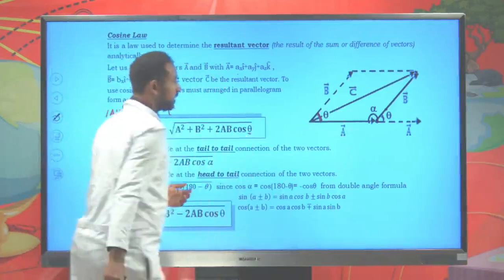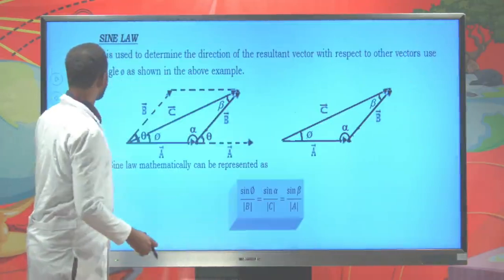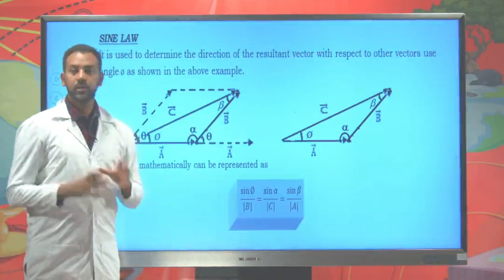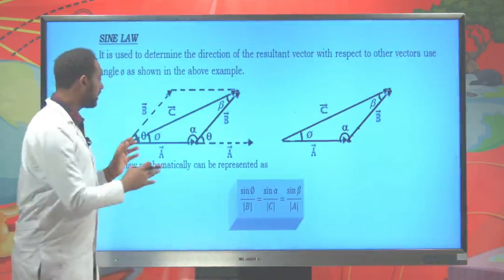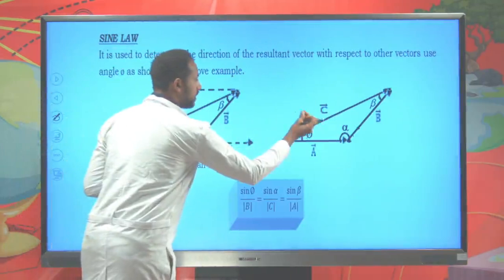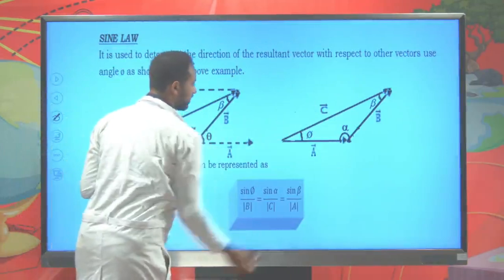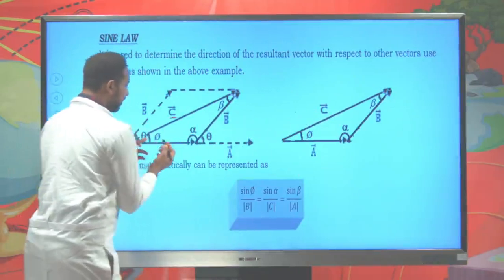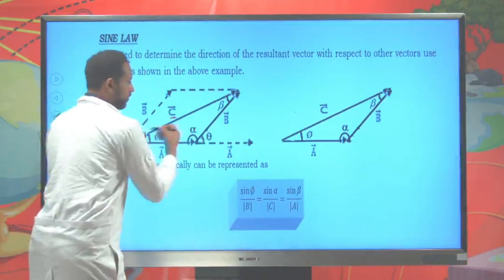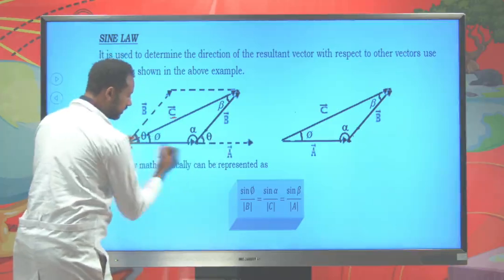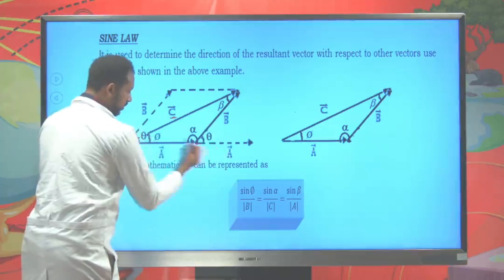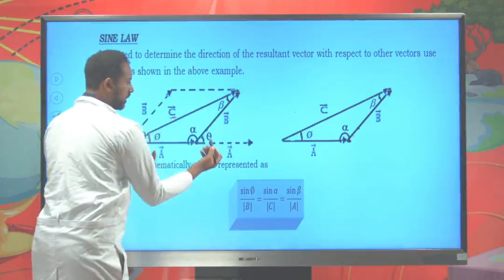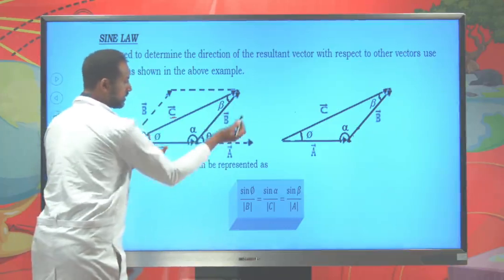The angle can be determined using the sine law. Here you do have the sine law. Sine law is very helpful to determine the direction of the resultant vector. Suppose here the resultant vector is C, and how do you determine the angle of this resultant? It's possible to determine it from the x-axis or from vector A or from vector B. Let's say that this is alpha and this is beta.